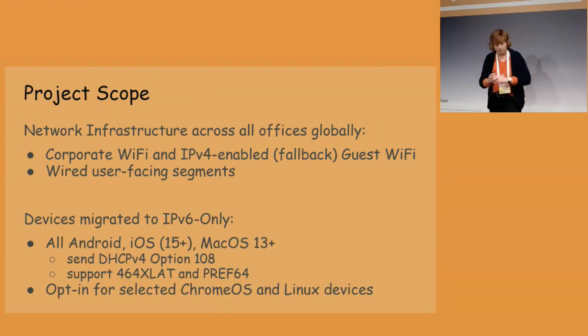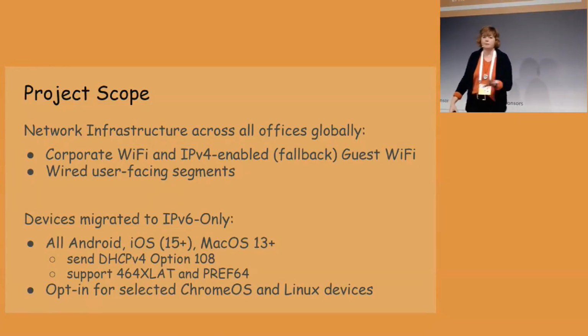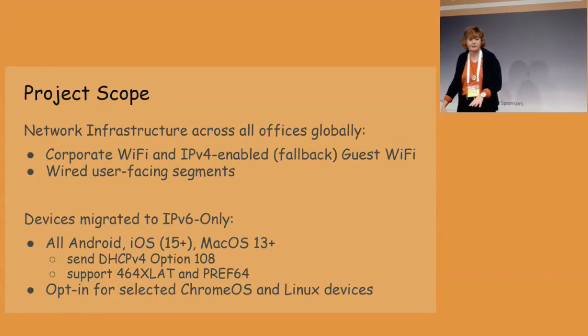So project scope, what we actually did. We were migrating our network to v6 mostly, and the scope was all user-facing Wi-Fi and wired network infrastructure all across the globe. So all our offices, well, most of them. There are a few which I did not touch because they're very old. But basically, I want to cover the vast majority of user-facing VLANs.